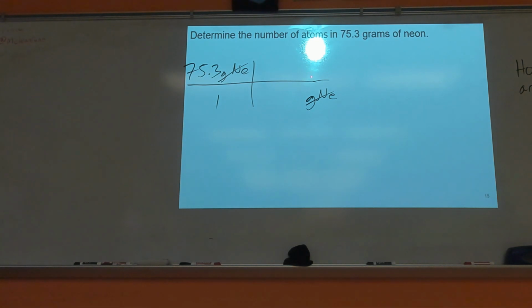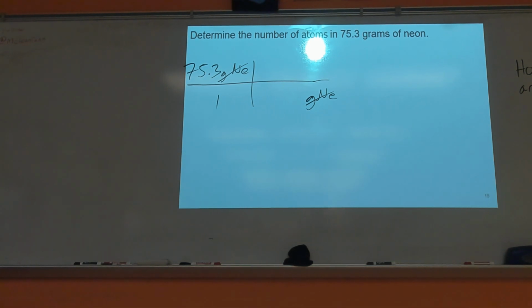The issue is you can't put atoms of neon up there. Make sure you make this connection: you can't go from grams to atoms. There is no straightforward one-step conversion because every element weighs differently. That's the purpose of moles. Moles are the middleman to get us between grams and atoms. So we're going to do moles first.